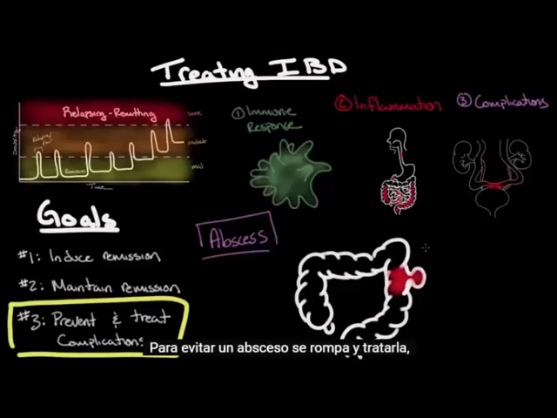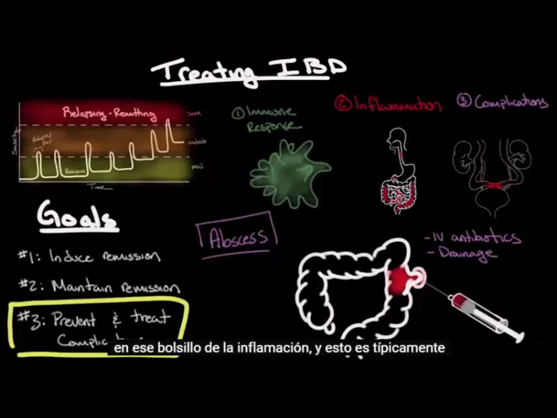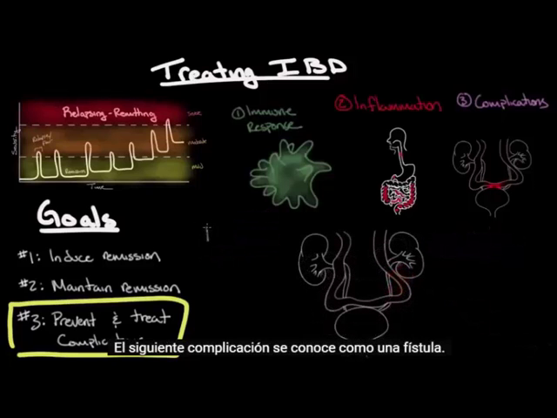So to prevent an abscess from rupturing, to treat it, what happens is the individual will be started on IV antibiotics, and then the abscess is going to be drained. And drainage most commonly is accomplished by having a needle inserted through the abdominal wall into that pocket of inflammation, and this is typically done under x-ray guidance in order to make sure that the needle gets right into the right spot, and then the fluid is aspirated out of the abscess, and then it tends to heal down on its own. The next complication is known as a fistula.